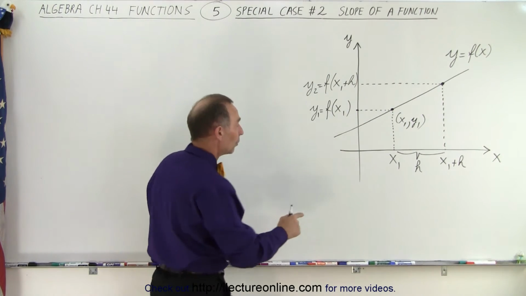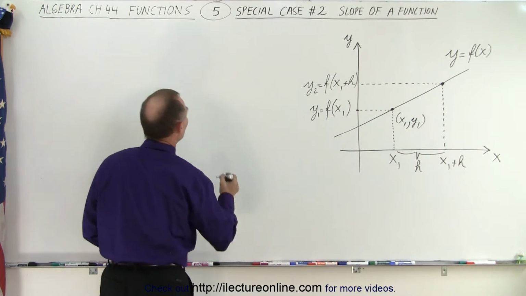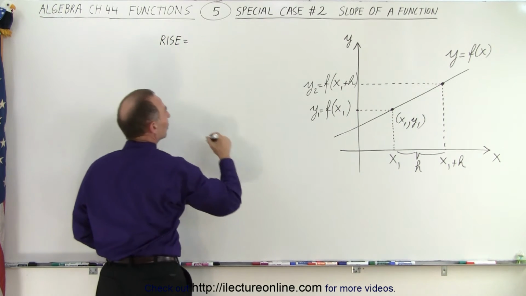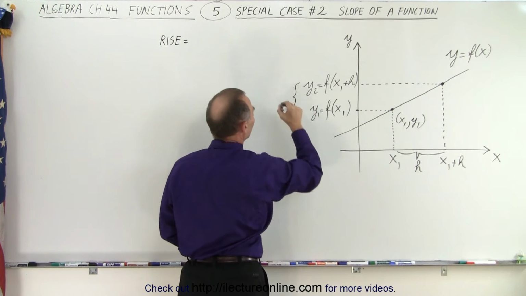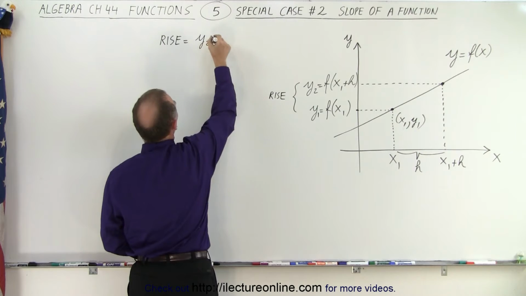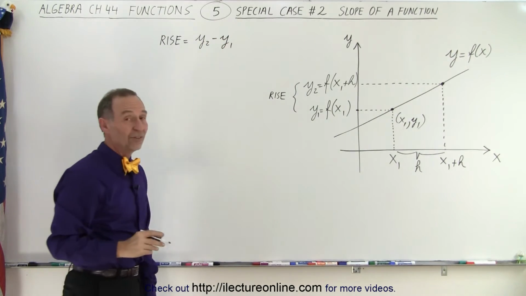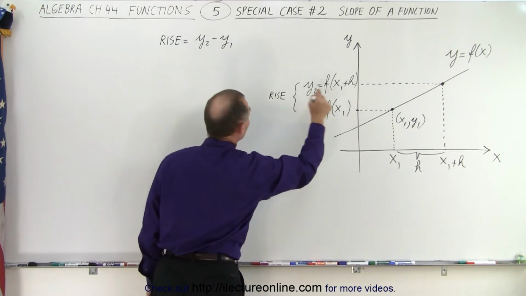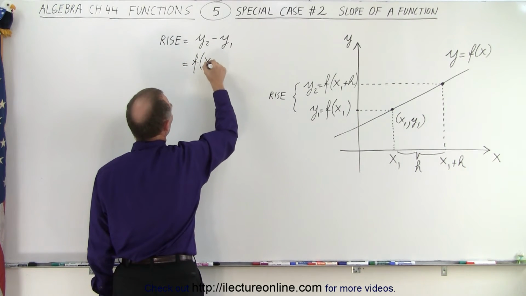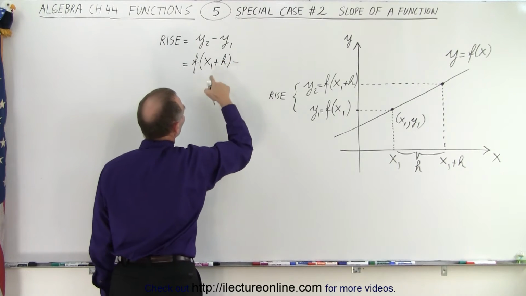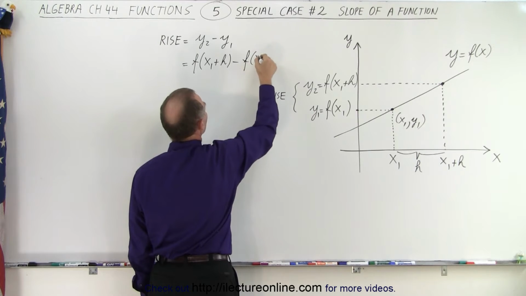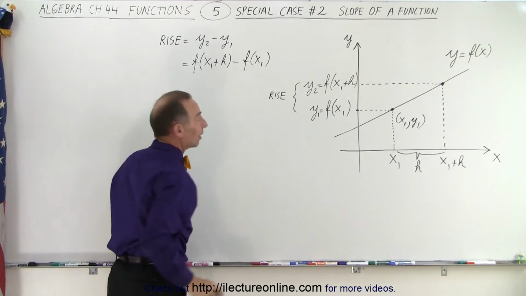All right, so now we need to find the rise. That's this distance right here, that's the rise. The rise can be obtained by simply taking y2 and subtracting y1. Since y2 is evaluated like this, we can say this is equal to the function evaluated at x equals x1 plus h, minus y1, which is the function evaluated at x1, and that's simply the rise.